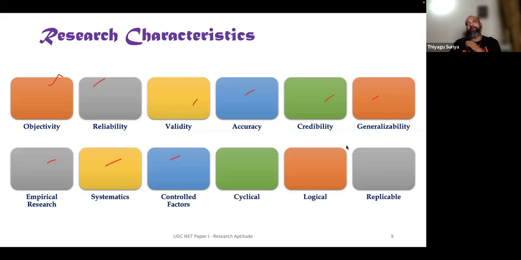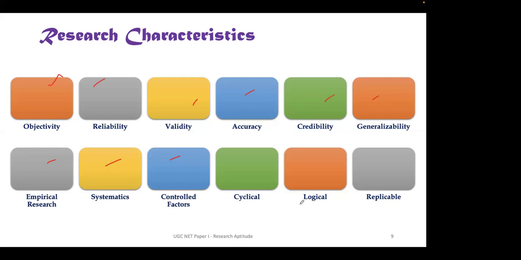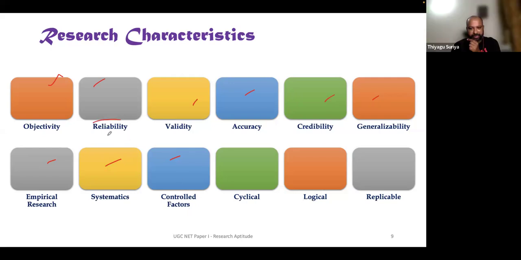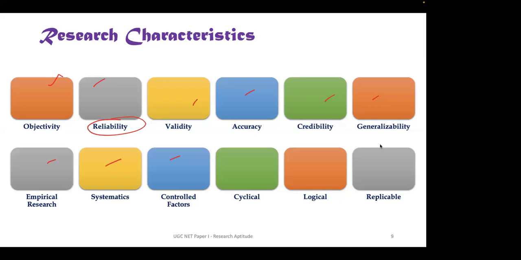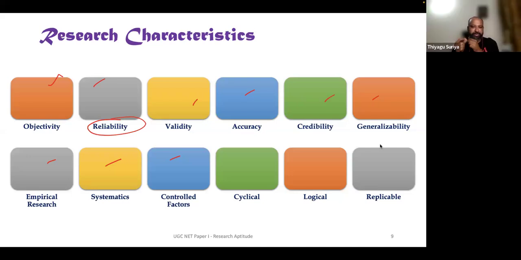So for the item intended to measure, which characteristic is talking about consistency? Reliability. Yes, it is talking about reliability. Correct. Which characteristic is talking about the primary data, the genuineness of the data? Accuracy. Accuracy is credibility.